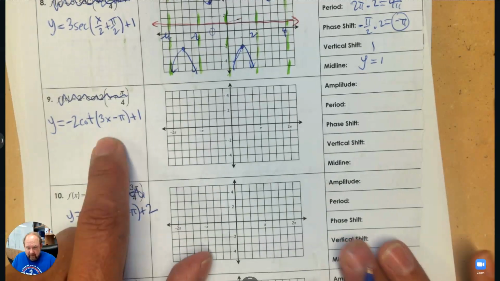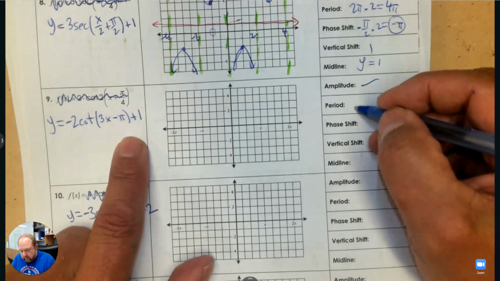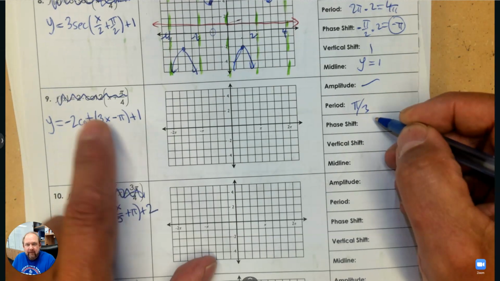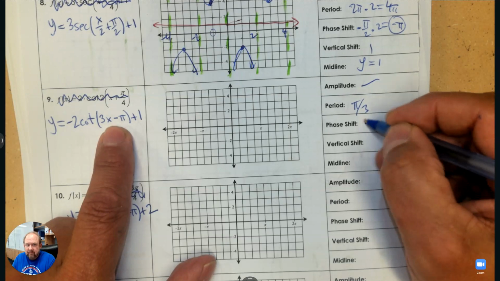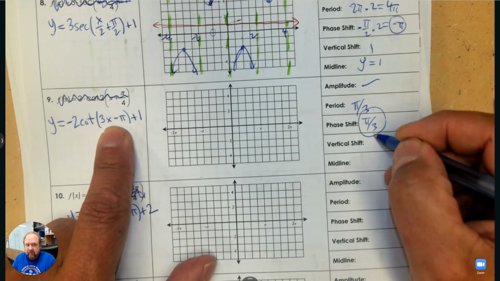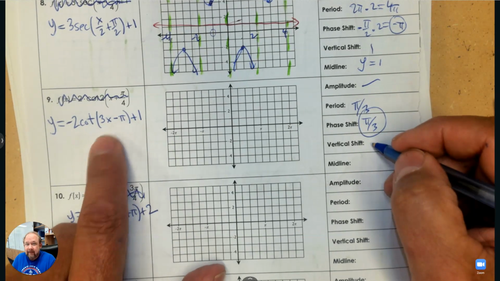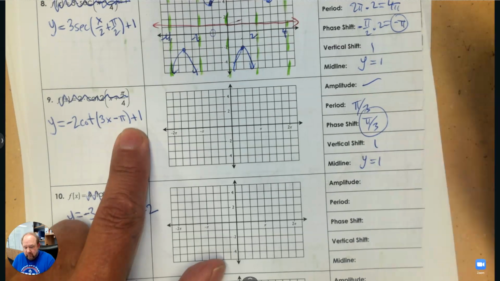Again, you should try it. 2 more left. No amplitude. The period would start with pi divided by 3. That's it. The phase shift's positive pi divided by 3. That's where it's going to start. Vertical shift, 1 again, so that's y equals 1, so we'll start there.